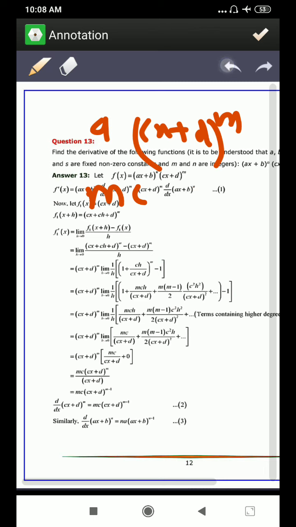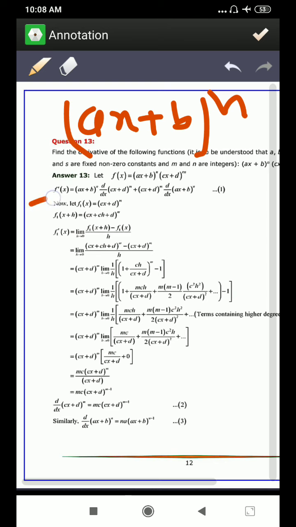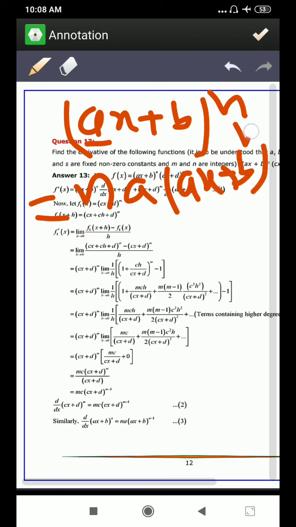Suppose (ax + b)^n is given. If you want to differentiate it, its derivative will be: you take this n into this a into (ax + b)^(n-1). That's all. So using the same formula, we'll differentiate this. You learn this as a formula.